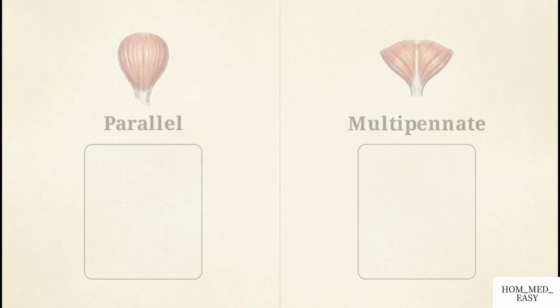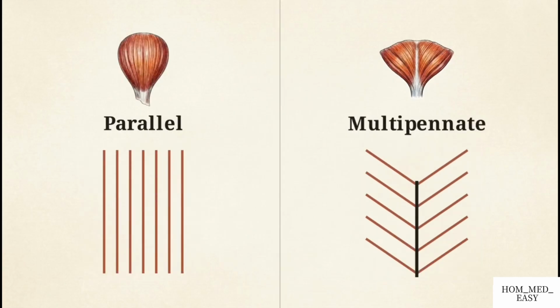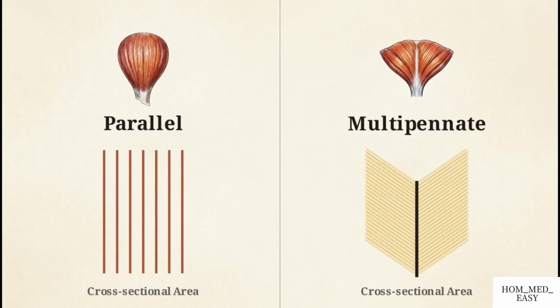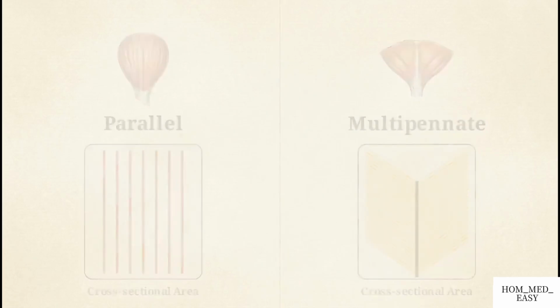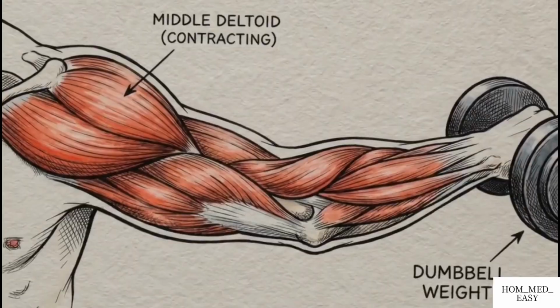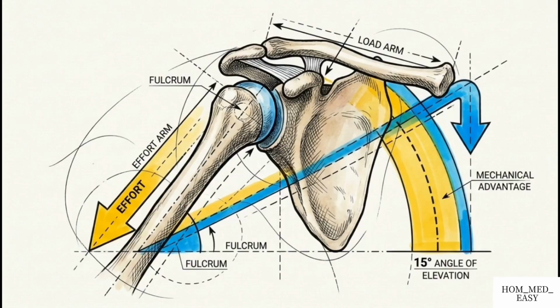In a multipennate arrangement, fibers attach diagonally to central tendons, like the barbs in a feather. This geometry increases the number of fibers packed into the same cross-sectional area. This increased fiber density provides a higher contractile force capability compared to parallel arrangements. This force is required to overcome gravity when lifting the weight of the arm through the arc of abduction. This multipennate architecture provides the mechanical torque required to power the arm's abduction past the initial 15-degree mark.